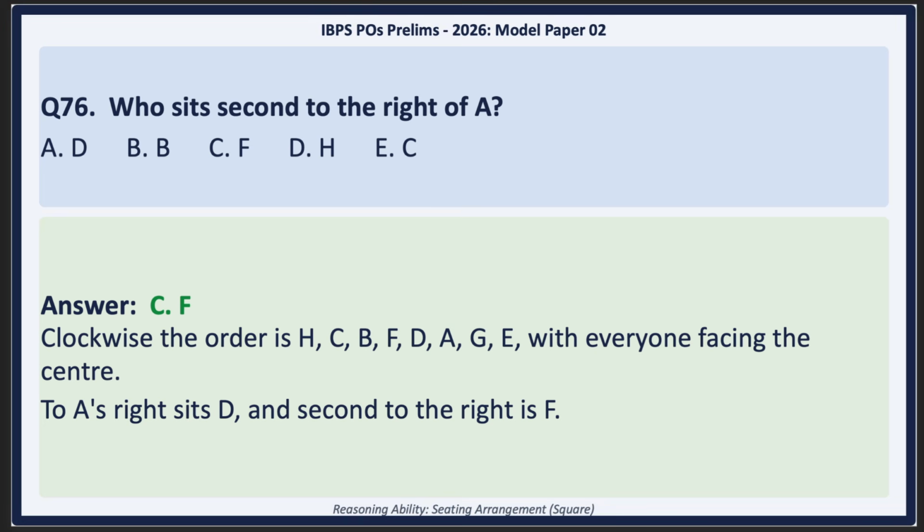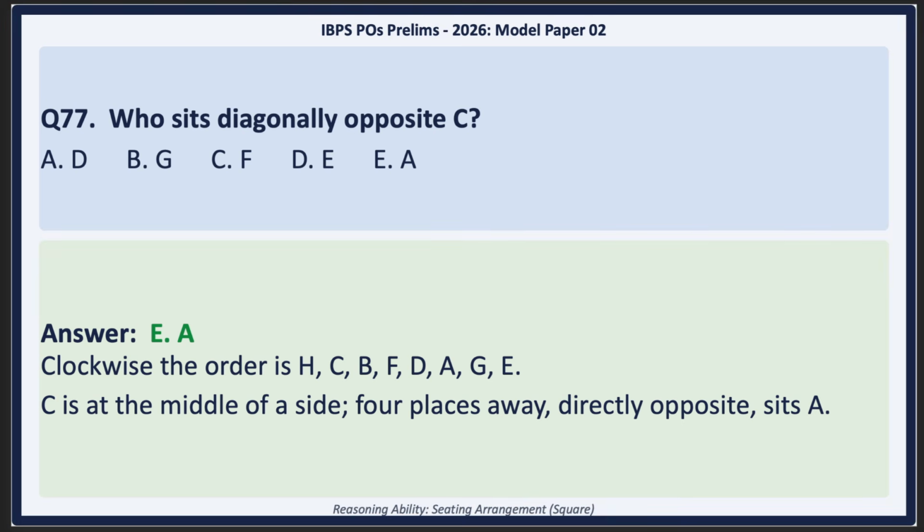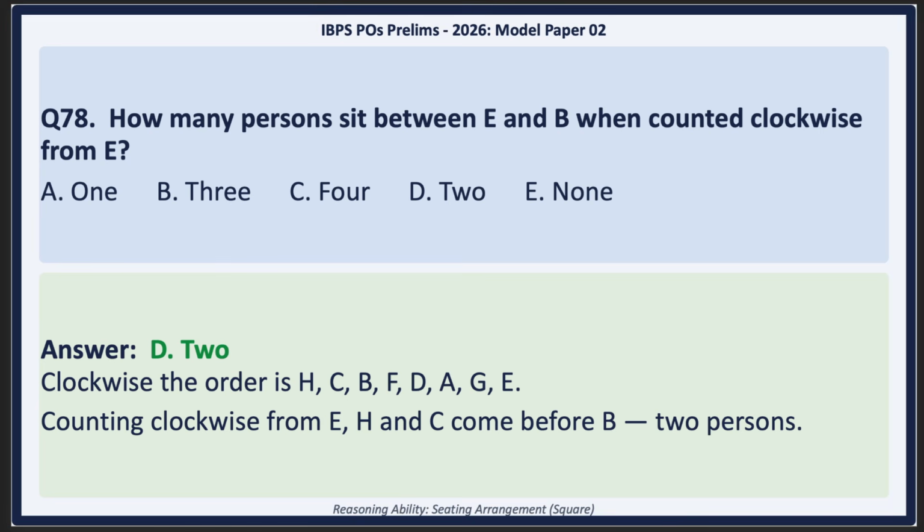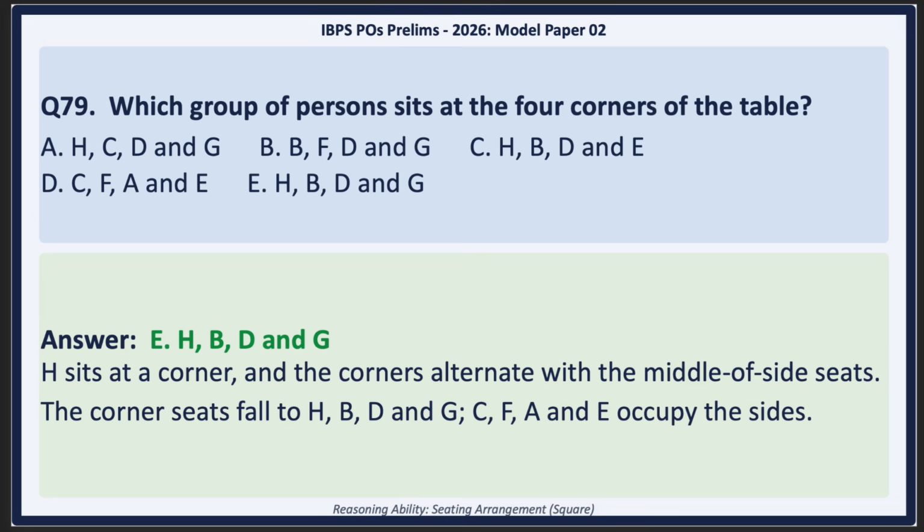Got it. Then question 77 asks, who sits diagonally opposite C? Since C is in the middle of a side, diagonally opposite just means straight across the table. Which, following our layout, is A. Next, question 78. If we count clockwise from E to B, we pass exactly 2 people, right? H and C. Correct. Then question 79 asks us to group the 4 corners. Which is just every alternating person starting from H. So H, B, D, and G.